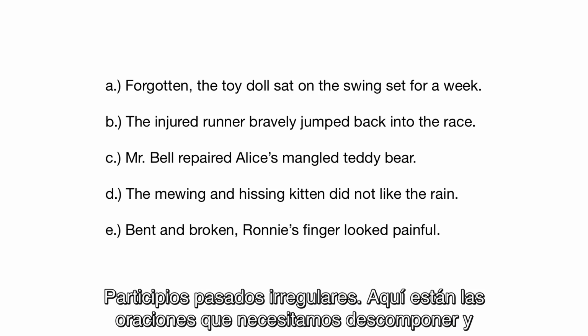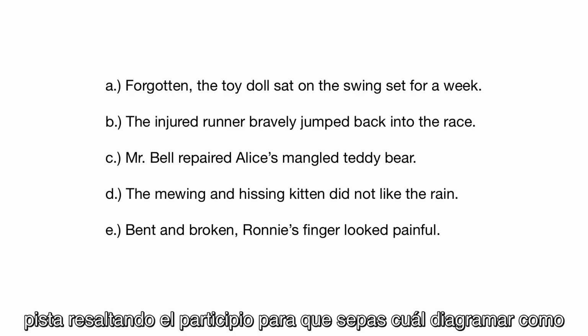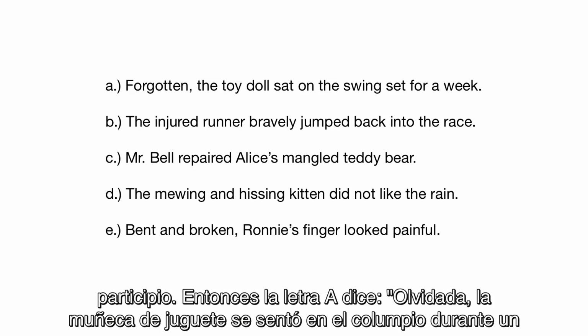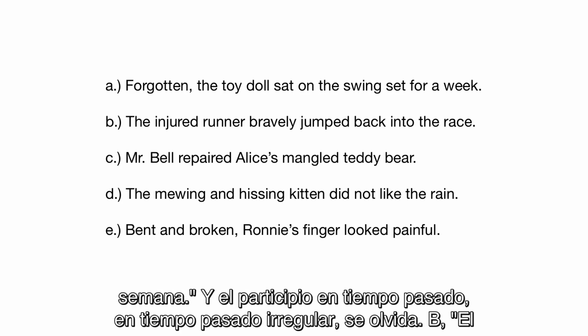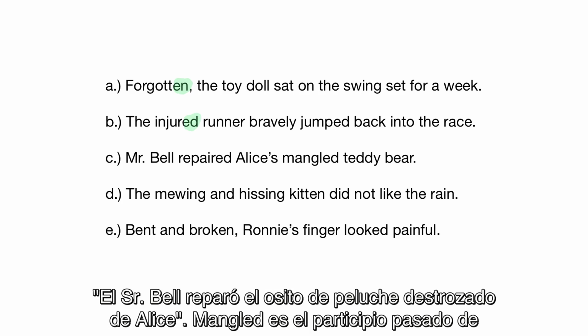Here are the sentences that we need to break down and then diagram. I will read them out loud for you, and then I'll also give you a hint by highlighting the participle so that you know which one to diagram as a participle. So letter A says, forgotten, the toy doll sat on the swing set for a week. And the irregular past tense participle is forgotten. B, the injured runner bravely jumped back into the race. Injured is the past participle.